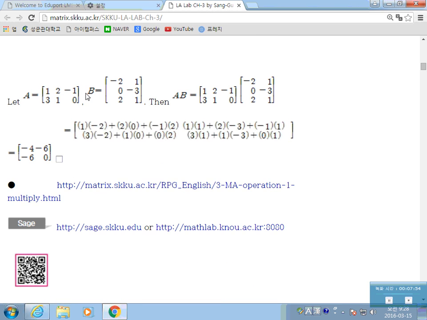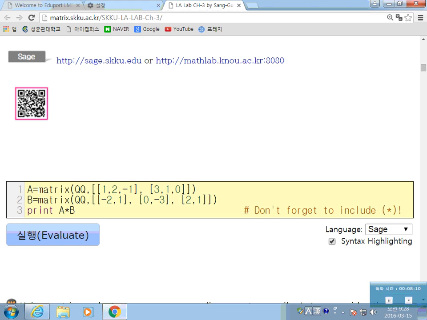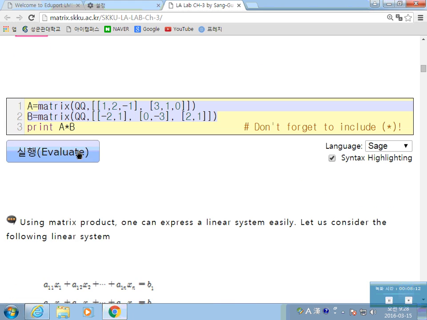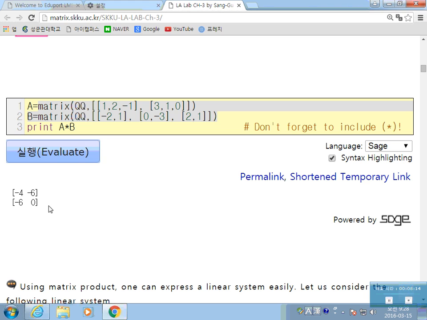And suppose we have these two matrices, then the product AB can be defined in this way. Like this goes here. First row and second column goes here. Second row and first column goes here. Second row and second column comes to here. Okay?